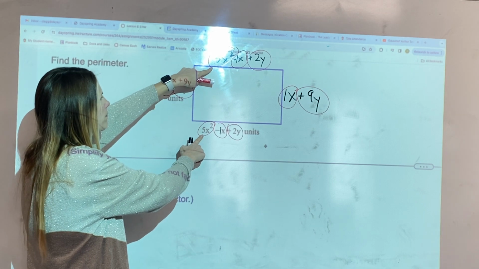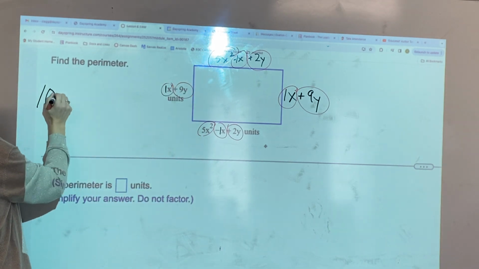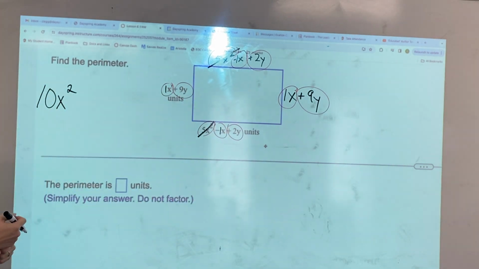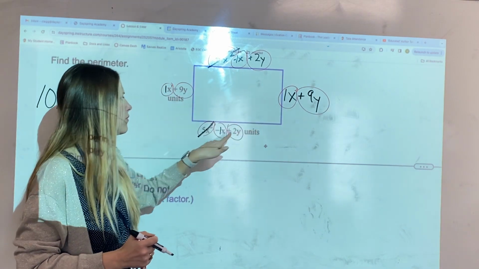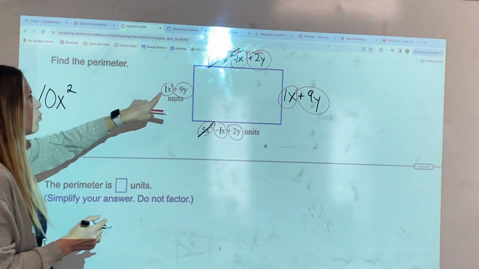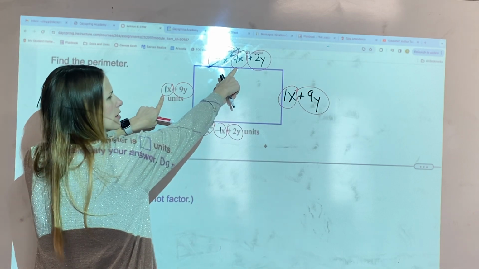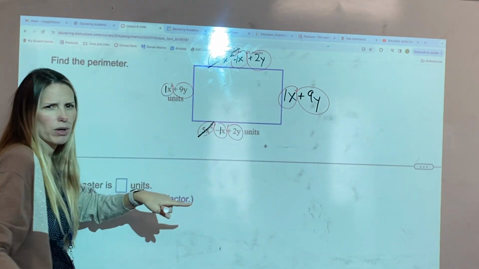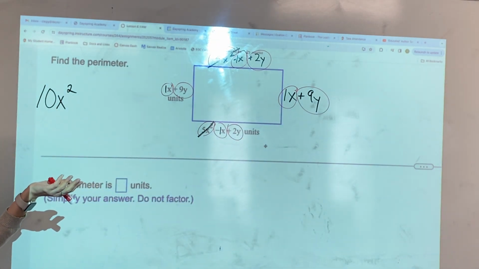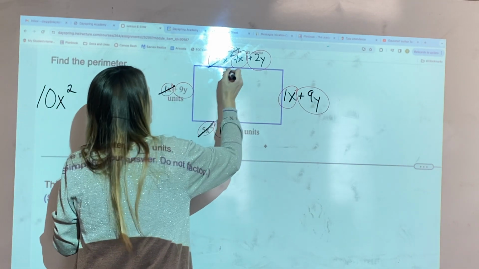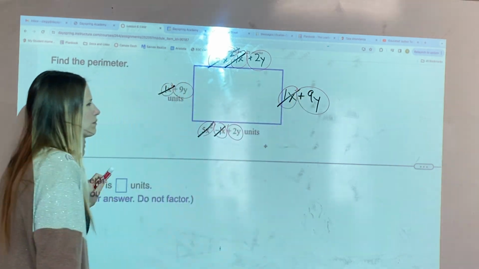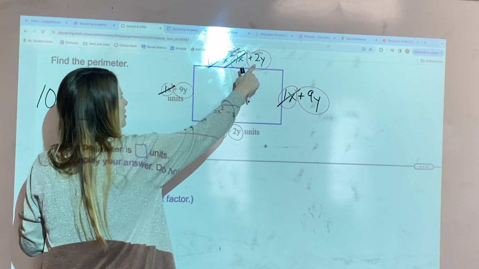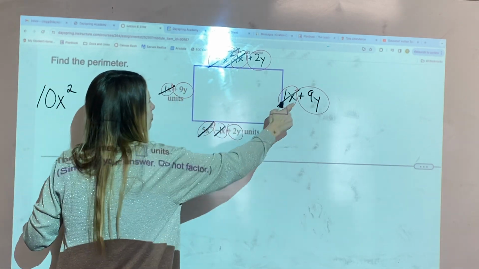So I have what? 10x squared. Then I'm going to cross these out because I'm done. Now I have x terms, and I have 4 of them. What do you notice about the 1x plus the negative 1x? Cancels. So that's gone. And then negative 1x plus a positive 1x cancels. So what happened to my x terms? They're gone. Now I just have my y terms, which I have a positive 2 plus a positive 9 plus a positive 2 plus a positive 9.